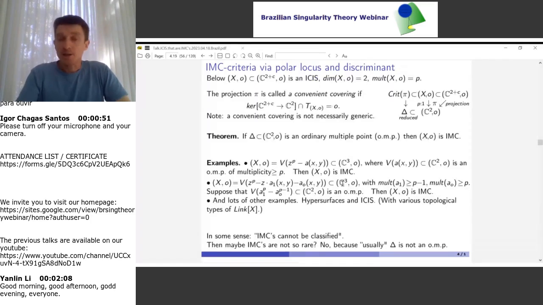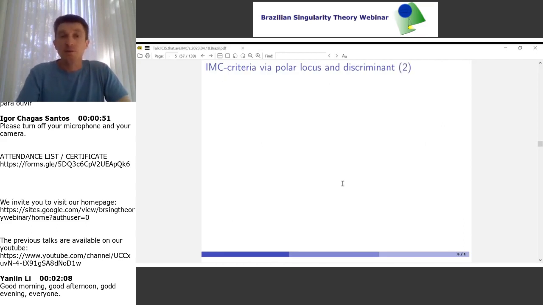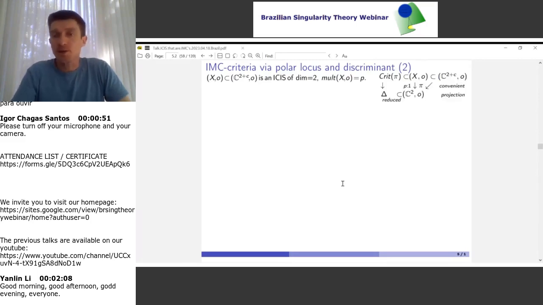Once again, in many cases the discriminant will not be an ordinary multiple point. So let's consider this case. What happens when the discriminant is not an ordinary multiple point? Notice that the previous theorem is not an if and only if criterion, it is just one direction. So the second part, second slide. Once again, I repeat, we speak about isolated complete intersections, as dimension two surfaces, and multiplicity is p. And we have this diagram.